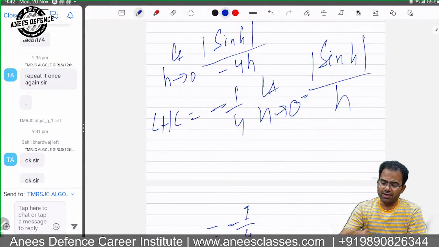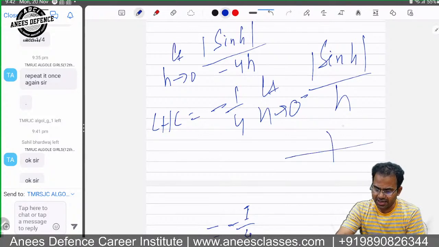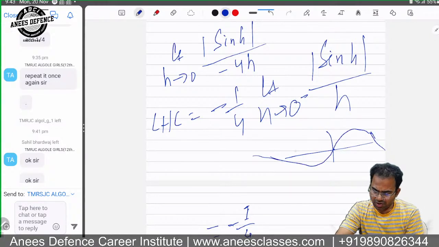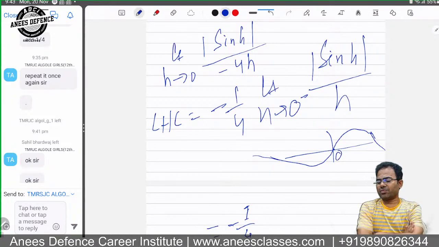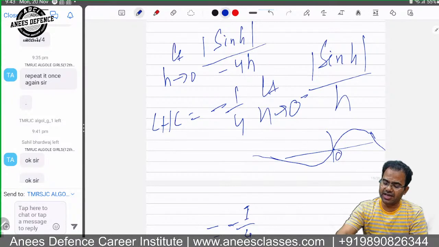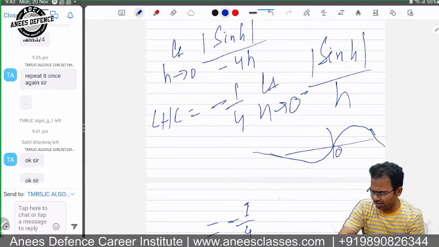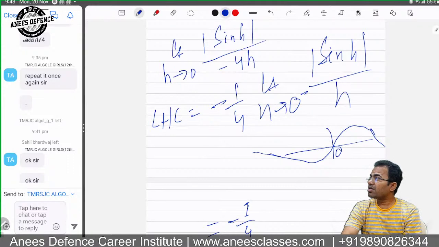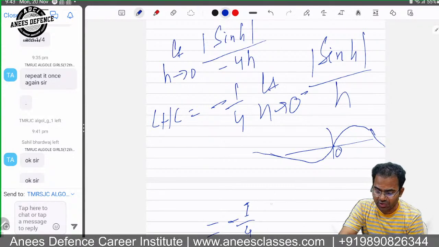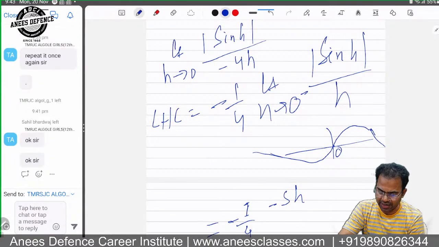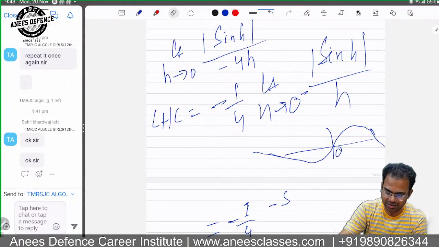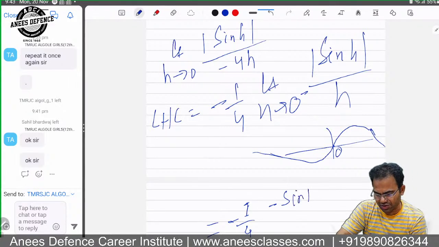Sign is negative. Okay. Graph of sign is like that. To the left of 0, sign is negative. So inside modulus, if I will eliminate modulus, I have to take minus extra sin h. Okay, good. If you understand, it's a good question. And I think you are good students.